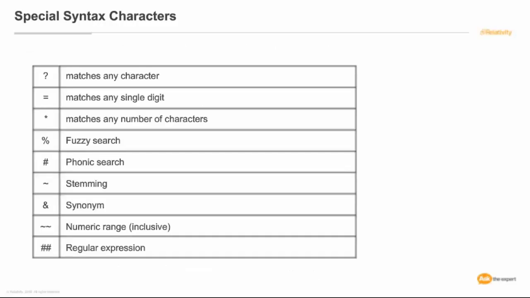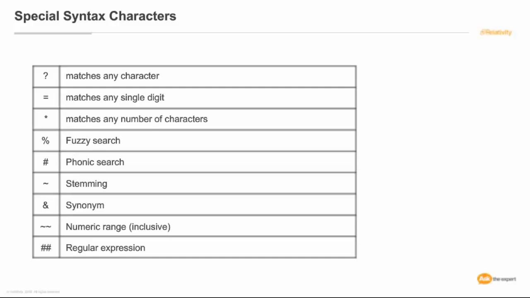All right, next we have a list of special characters and what they do in dtSearch. You'll be getting a copy of this slide deck after the webinar, so feel free to reference this slide again. I'm going to just go over a few of the less obvious special syntax characters, and then we'll touch briefly on wildcards in the next slide.